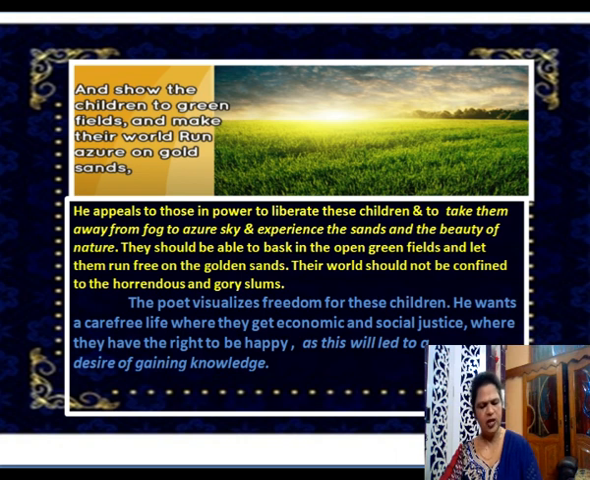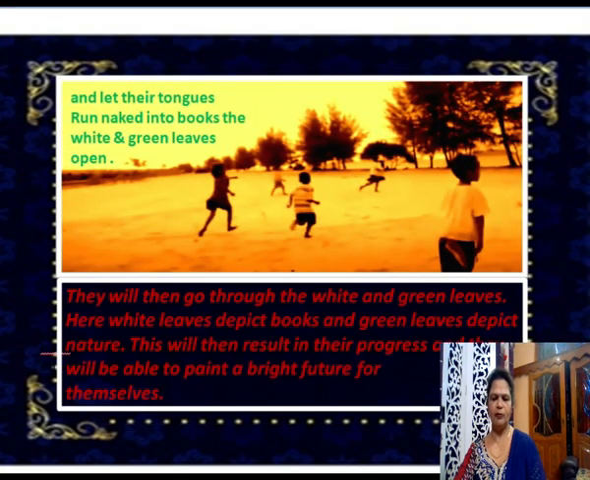Now the poet only visualizes freedom for these children. He wants a carefree life where they get economic and social justice, where they have the right to be happy, as this will lead them to desire of gaining knowledge. I'm almost coming to the end of the poem now.